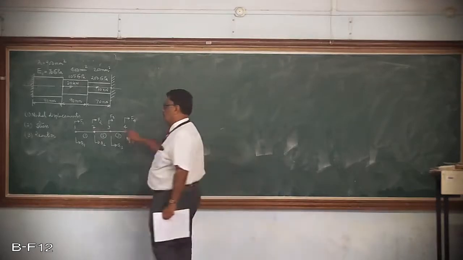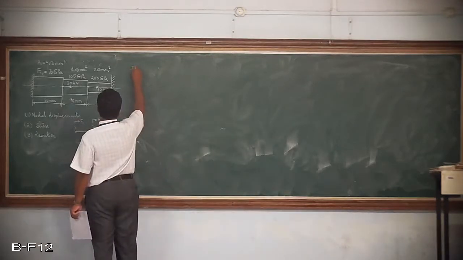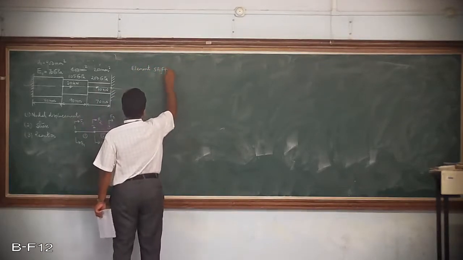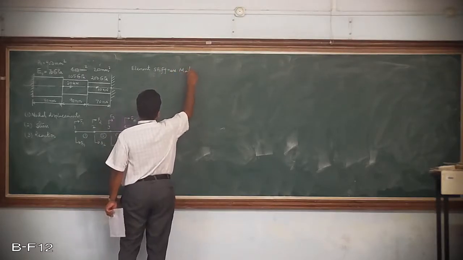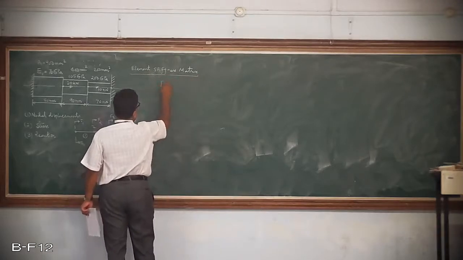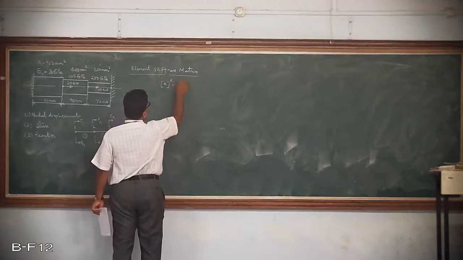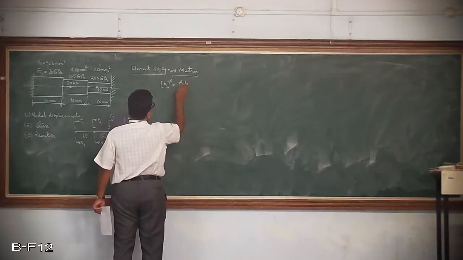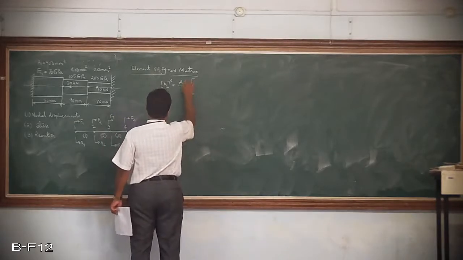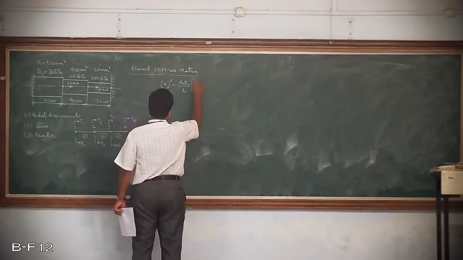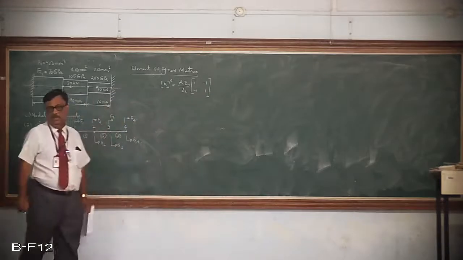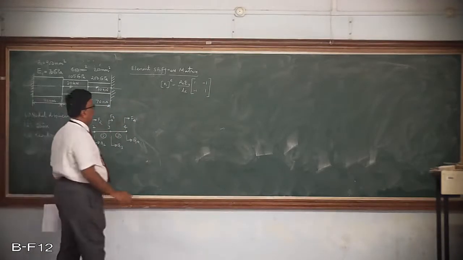So first let us write the element stiffness matrix for the first member. In general we know that K for a particular element is given by A_e E_e upon L_e into the bracket 1 minus 1 minus 1 1. This is the general form of the element stiffness matrix, and let us write it for element number 1.